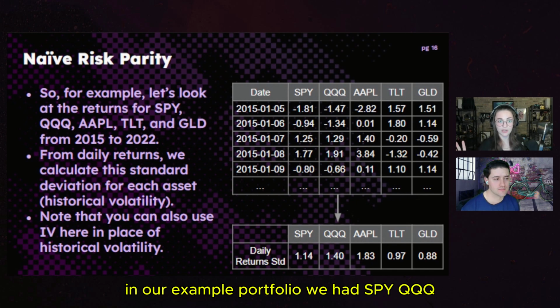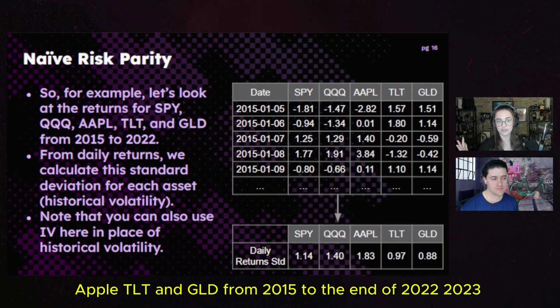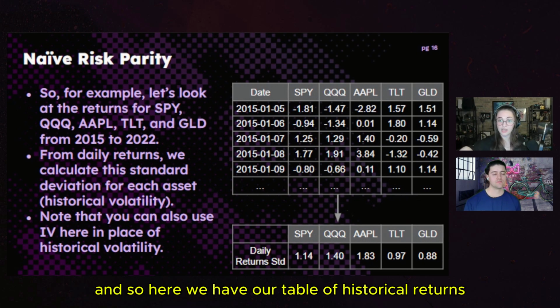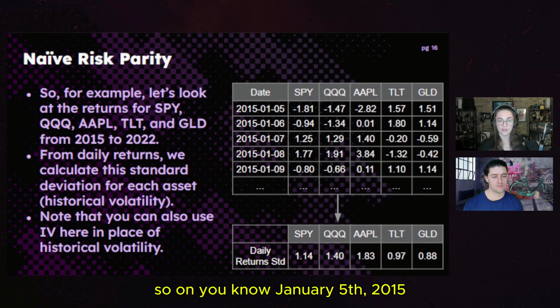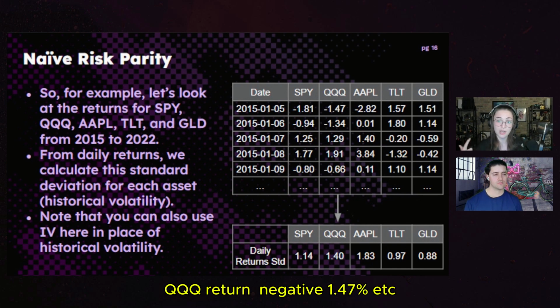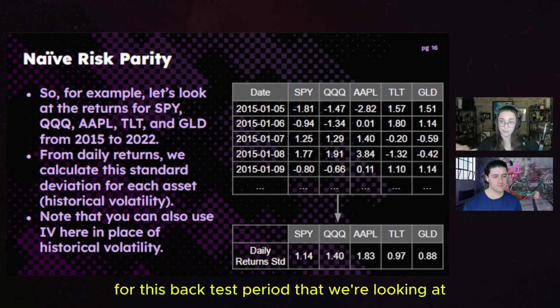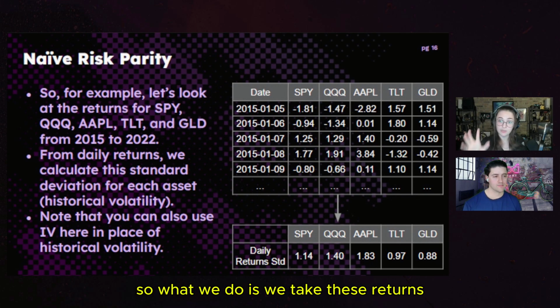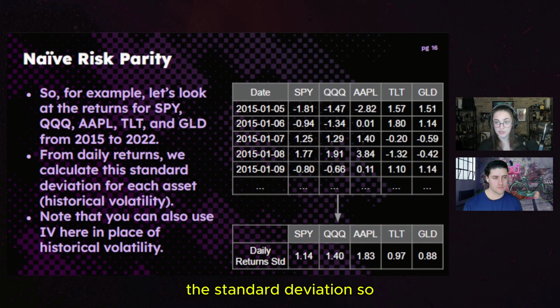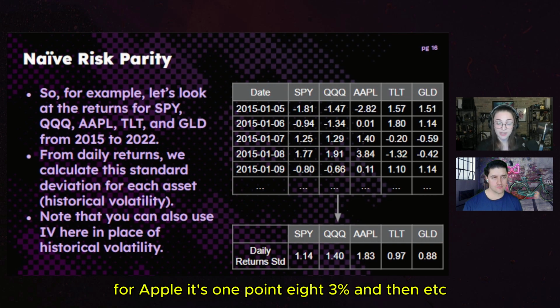So let's look at an example. In our example portfolio, we had SPY, QQQ, Apple, TLT, and GLD from 2015 to the end of 2023. Here we have our table of historical returns. On the 5th of January, 2015, SPY returned negative 1.81%, QQQ returned negative 1.47%, et cetera. So we have our returns table for this backtest period. What we do is take these returns and calculate the standard deviation of those returns. For SPY, the volatility of those daily returns is about 1.14%. For QQQ, it's 1.40%. For Apple, it's 1.83%, and so on.